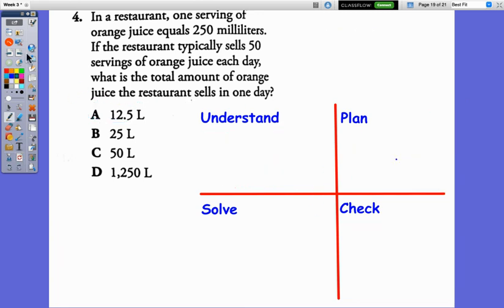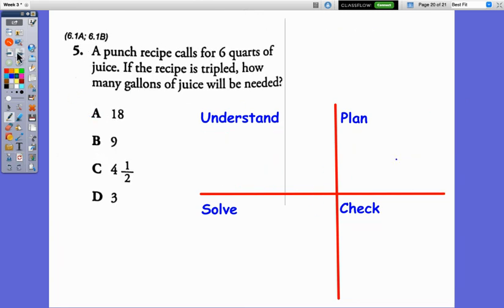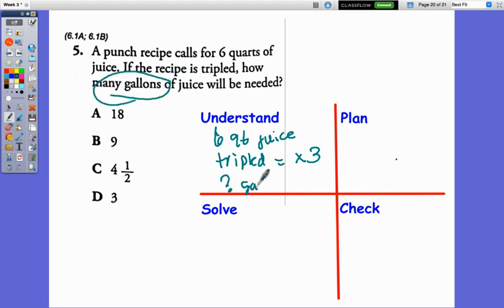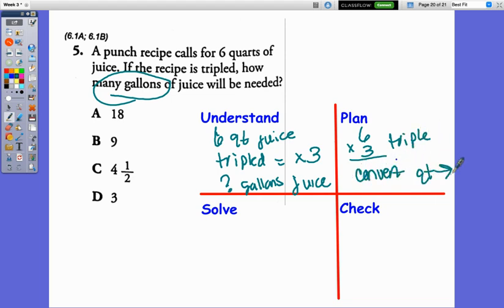Okay, last problem. A punch recipe calls for 6 quarts of juice. If the recipe is tripled, that means times 3. How many gallons of juice will we need? Well, my plan is going to be to triple the recipe. Then convert from quarts to gallons.